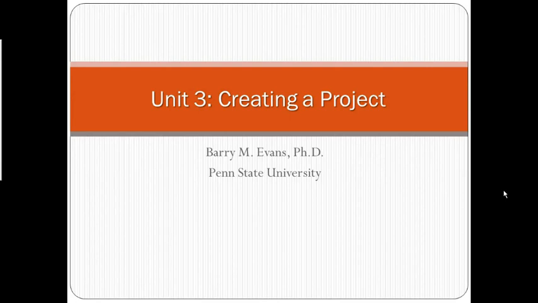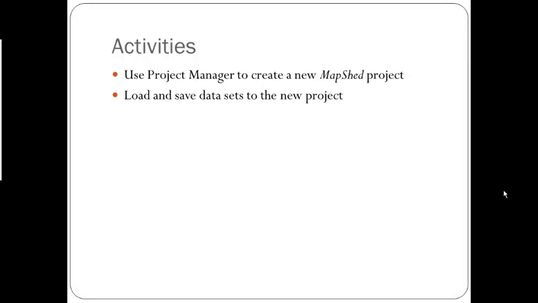In this unit, we'll be talking about using MapShed to create a project. In this context, a project is essentially a compilation of different data sets that are used to prepare an input file for the GWLFE watershed simulation model. For the activities we'll be conducting in this unit, we will first use the project manager to create essentially a blank MapShed project. We will then load different data sets into the view in MapShed and then save these data sets in the project for later use.